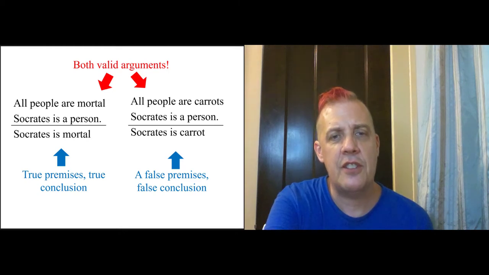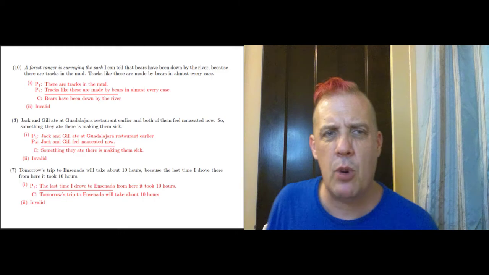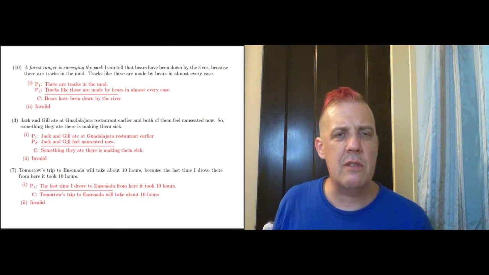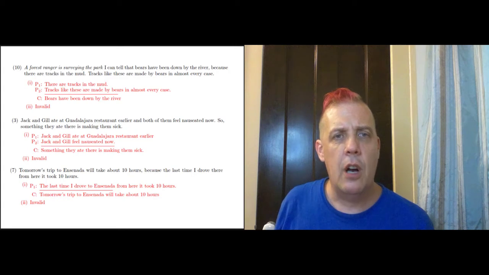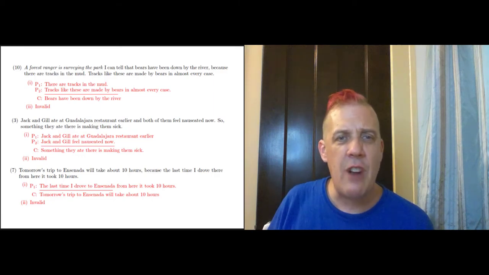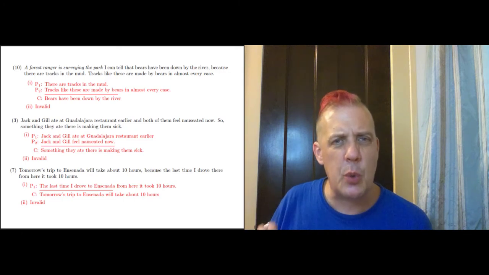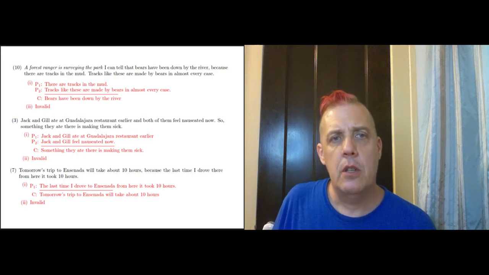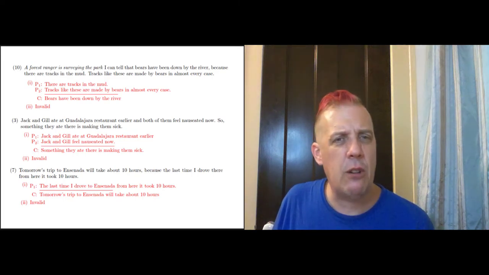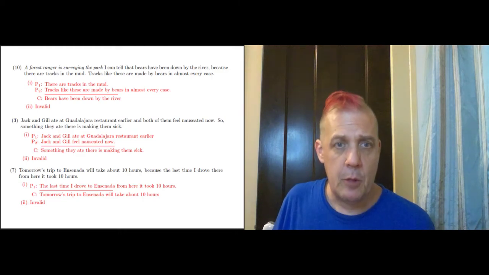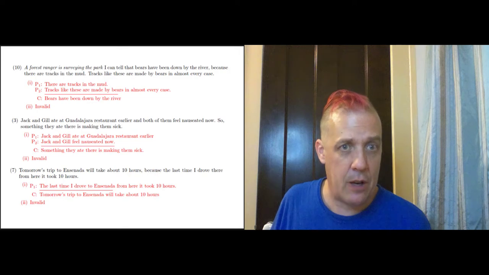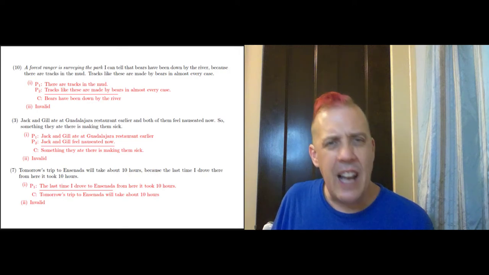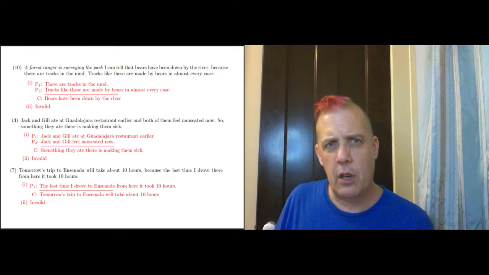But then in the exercises, there were some things that made things a bit more confusing. One problem went like this. A forest ranger is surveying a park. I can tell that bears have been down by the river because there are tracks in the mud, and tracks in the mud like that are usually made by bears. We can't call this a valid argument because tracks like that are only usually made by bears. Maybe they were made by campers pretending to be bears. So it's not valid, but it's still a pretty good argument.